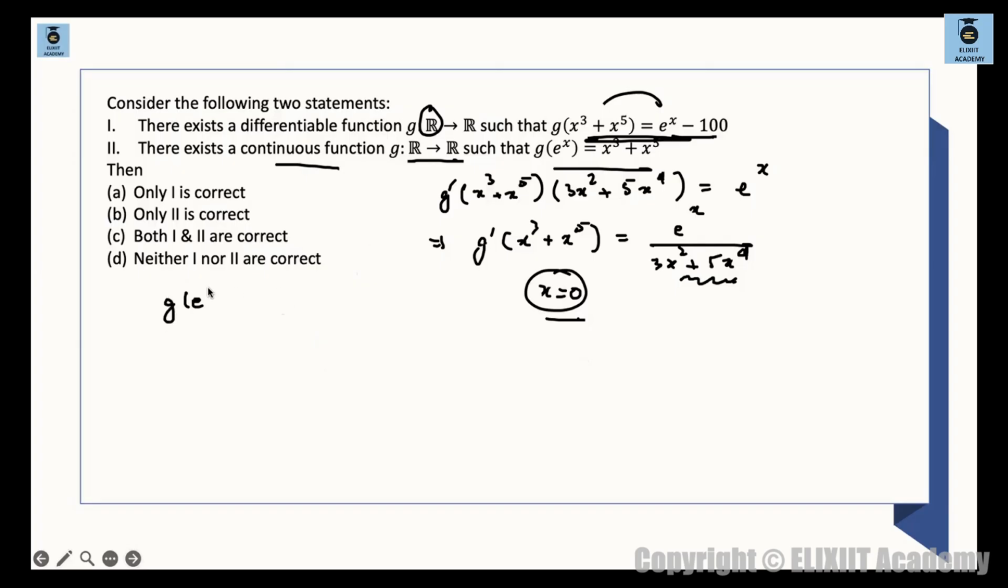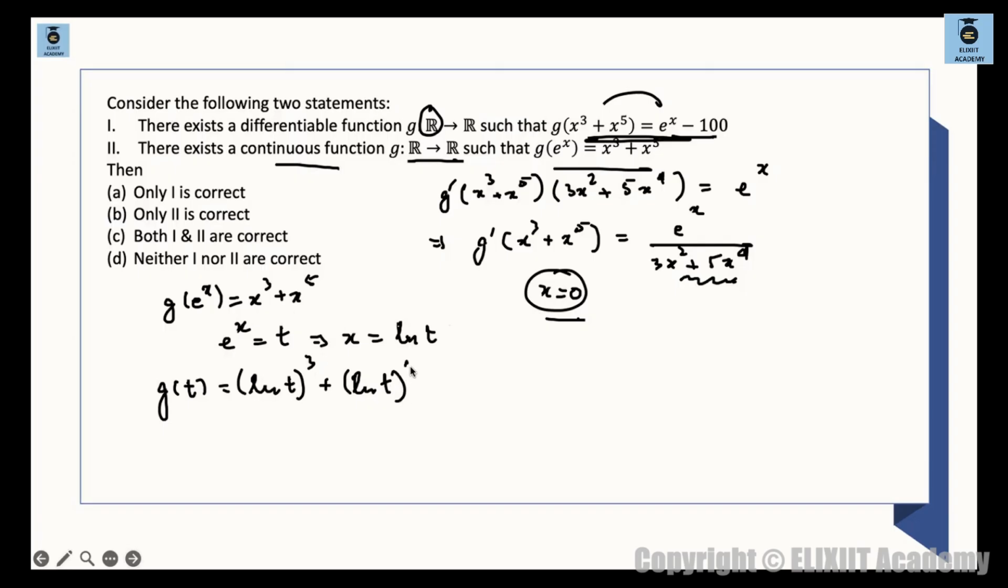So g of e raised to the power of x is x cubed plus x to the power of 5. Here one benefit is this function can be simplified further. What I'm trying to say is, if you take e raised to the power of x as t, we can explicitly find something in terms of g of t only. If e raised to the power of x is t, then x is ln t. So g of t will be ln t whole cube plus ln t whole raised to the power of 5. This is what we are having.